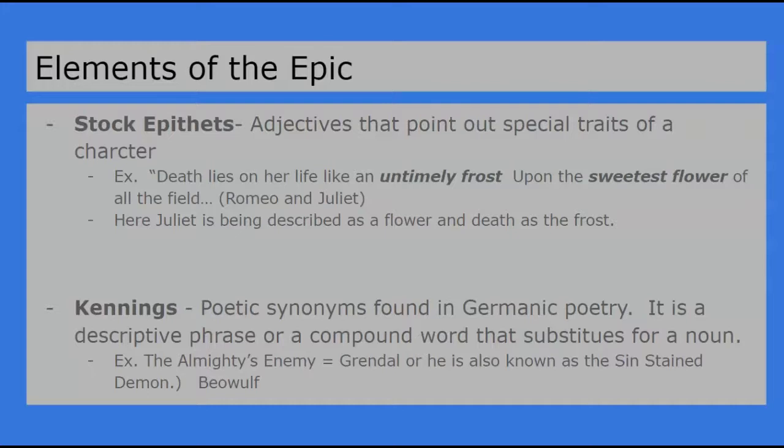Example, death lies on her like an untimely frost upon the sweetest flower of all the field. This is from Romeo and Juliet, and here Juliet is being described as a flower and death as the frost that lay upon her.